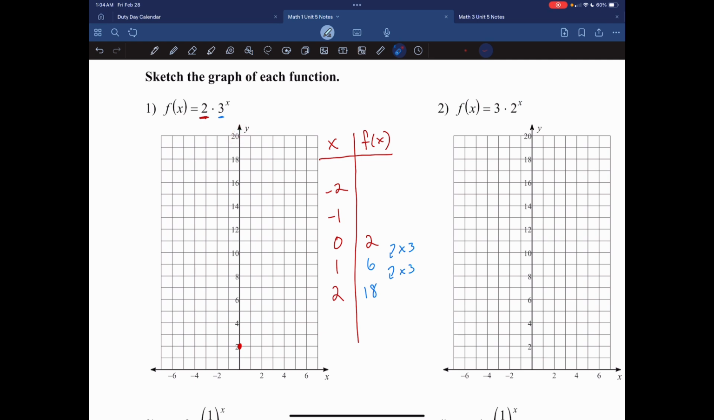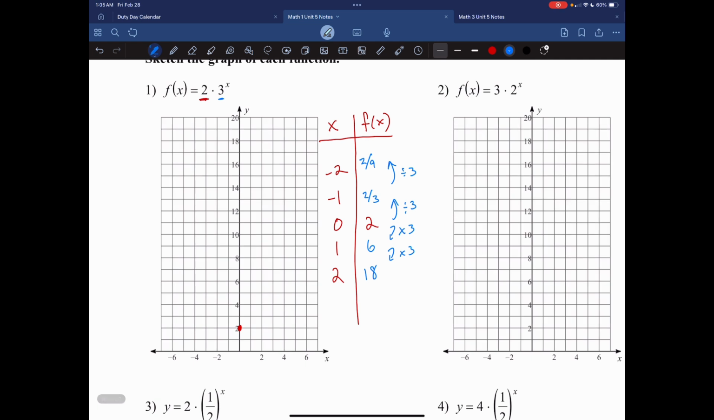We can also go backwards. Instead of multiplying by 3, to go back one spot I'm just going to reverse that and divide by 3, so we get 2/3. And again, divide that by 3, you would get 2/9. Okay, so I'm going to go ahead and start plotting these points. We already have 0, 2. 1, 6 would be right here. And then 2, 18 would be right here. Then we have negative 1 and 2/3 would be somewhere right here. And we're going to keep going like this. It doesn't have to be perfect, but I do want you to get pretty close. So the general shape would look something like this.